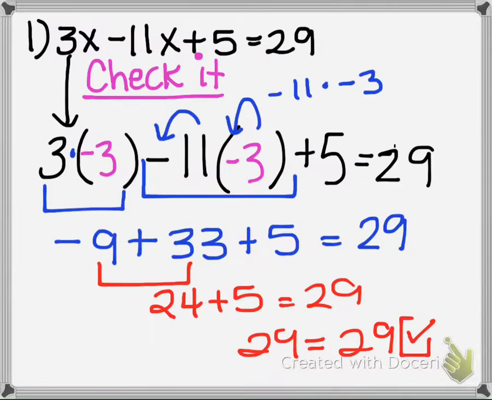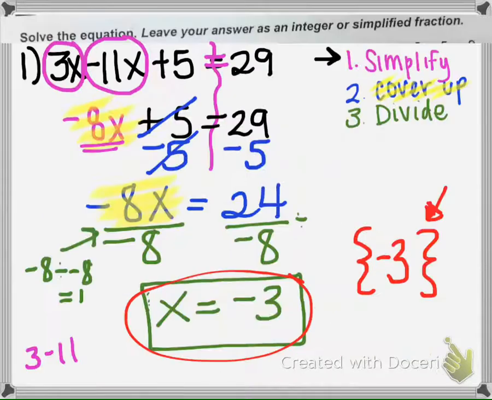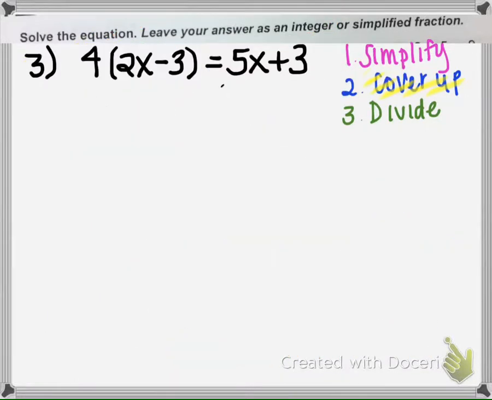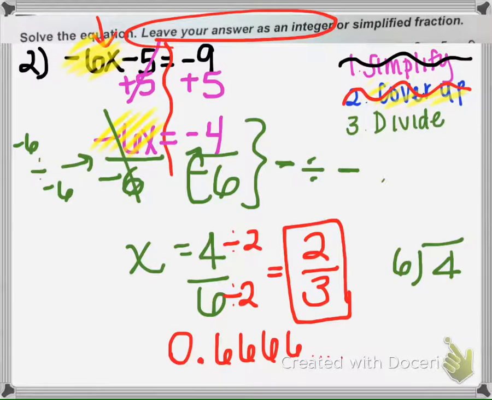Now, if we look at the directions here, it says leave your answer as an integer. So an integer would be like the answer we got for example 1. This is an integer right here. So an integer means when you divide, the number goes into the top number evenly with no remainder. The answer that we got here, 2/3, it says or a simplified fraction. So that is how we know not to leave our answer as a decimal, but to leave it as 2/3.